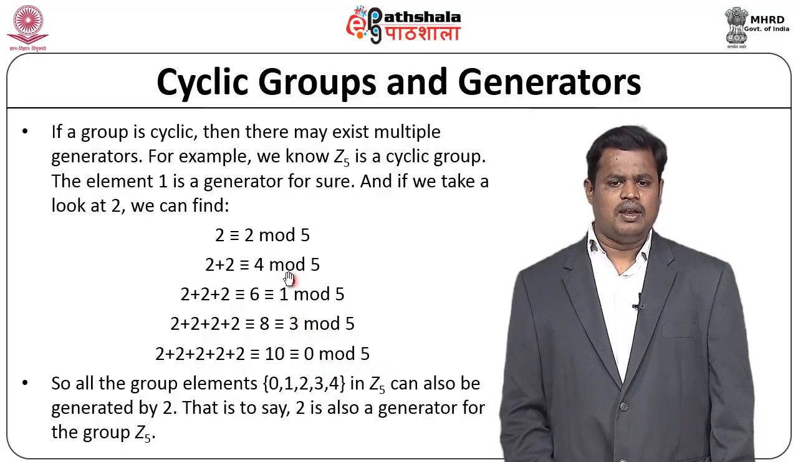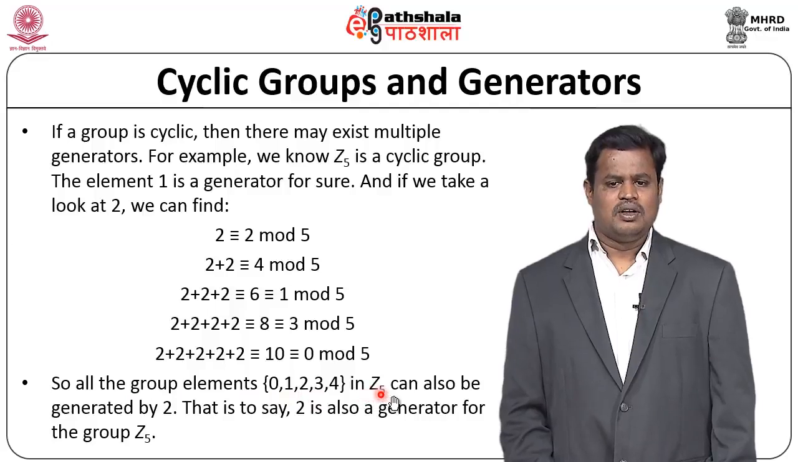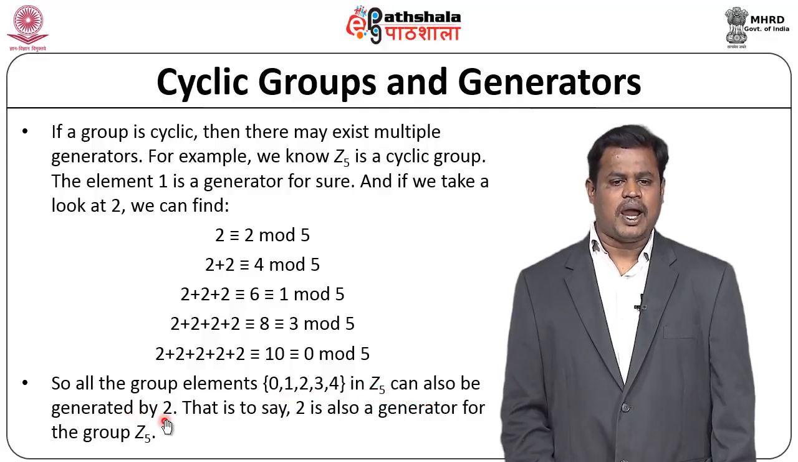0, 1, 5 elements, 0, 1, 2, 3, 4. Okay, that is what our elements are within this particular cyclic group Z5. So, what are the elements here we have? All the group's elements are 0, 1, 2, 3, 4 in Z5, and it can also be generated by 2.